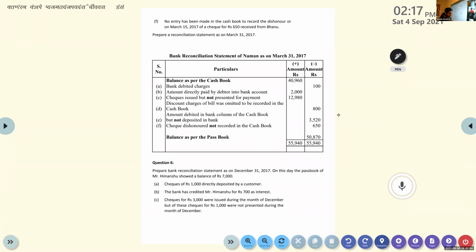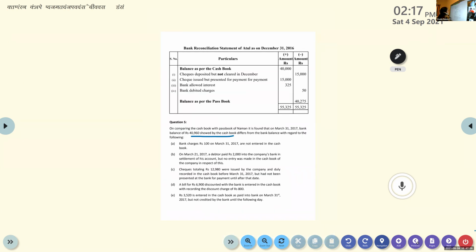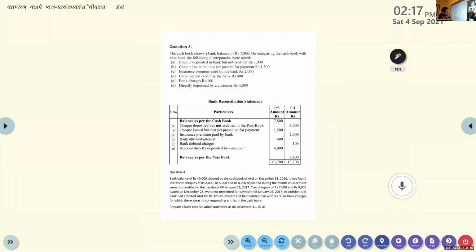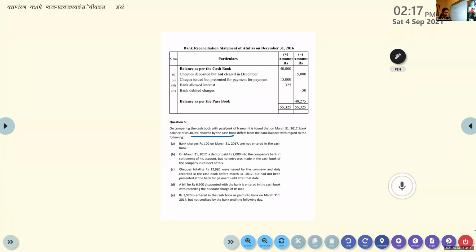Don't copy the answer from the board. Understand and do each and every transaction. Is that over? Bank charges is over? The next one. See the next one.